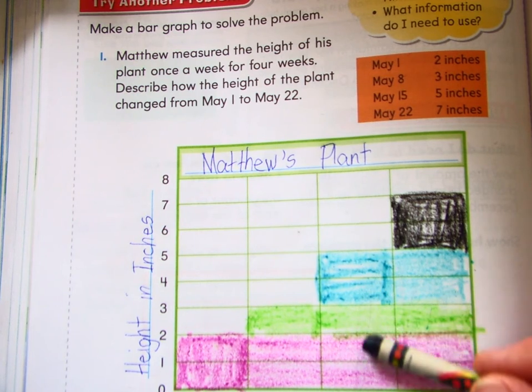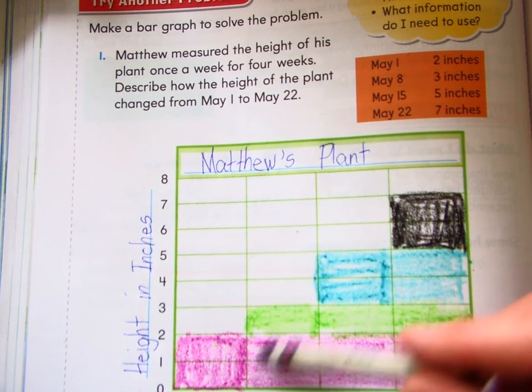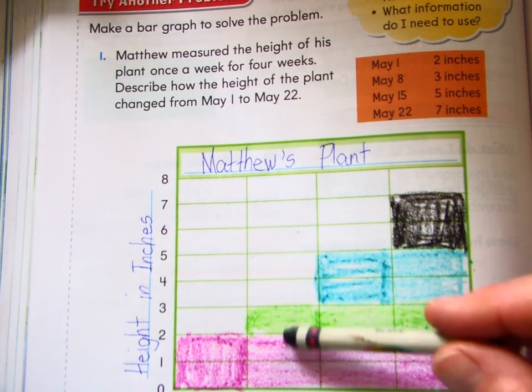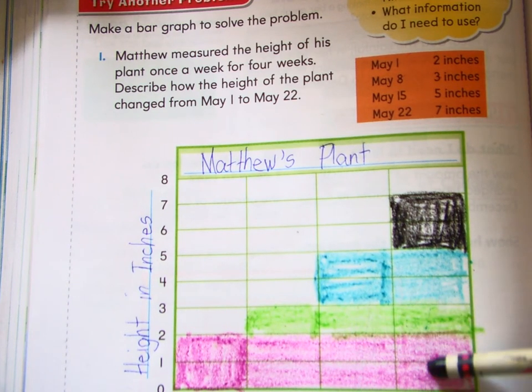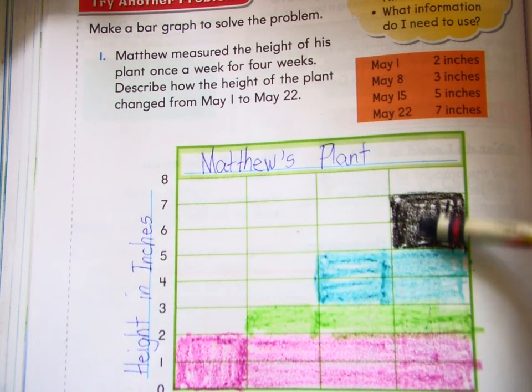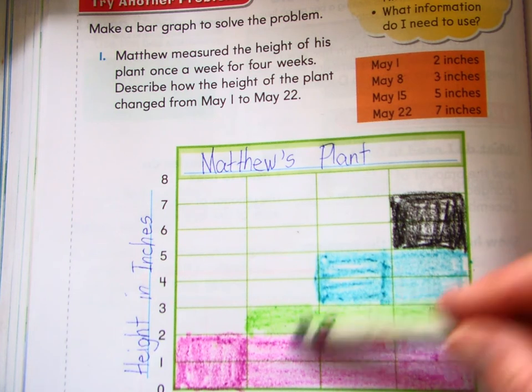You're not going to add. You're not going to say how many inches was it tall in the whole month and then add them all. No. This is how tall it was at the end of the month. 7. You can't add them.